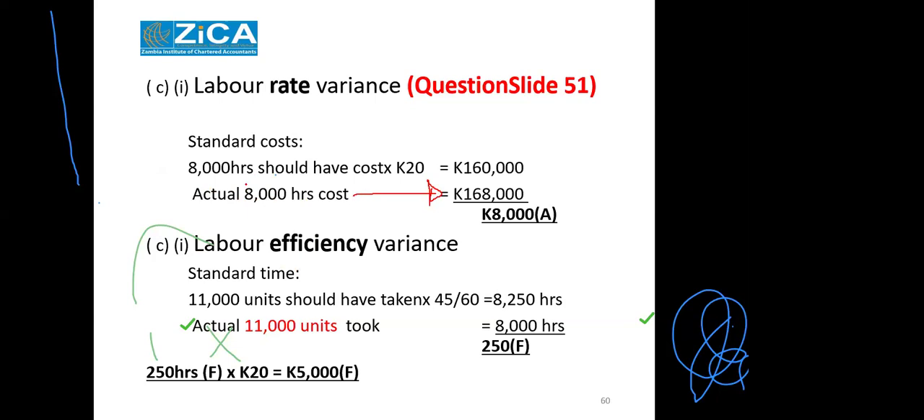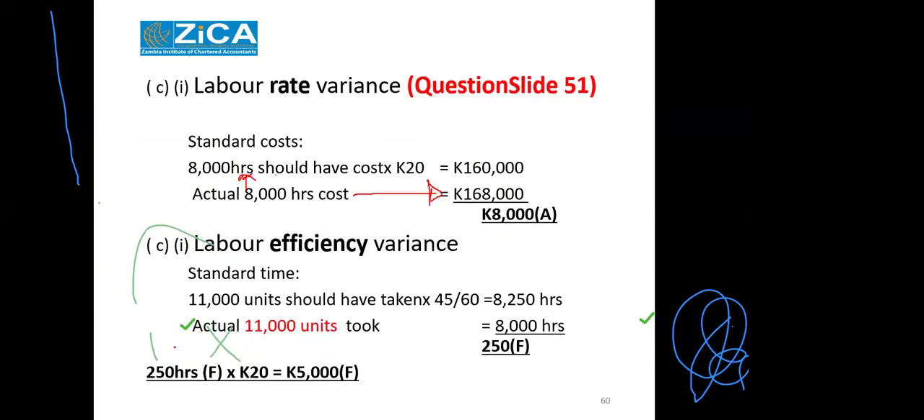Then you say the same 8,000 hours, if you had stuck to the standard, what should they have cost? So you go to the standard cost card and pick the labor rate. 8,000 times 20 kwacha per hour, it should have cost 160, but you incurred 168. So you incurred 8,000 kwacha more. That's why it's adverse.